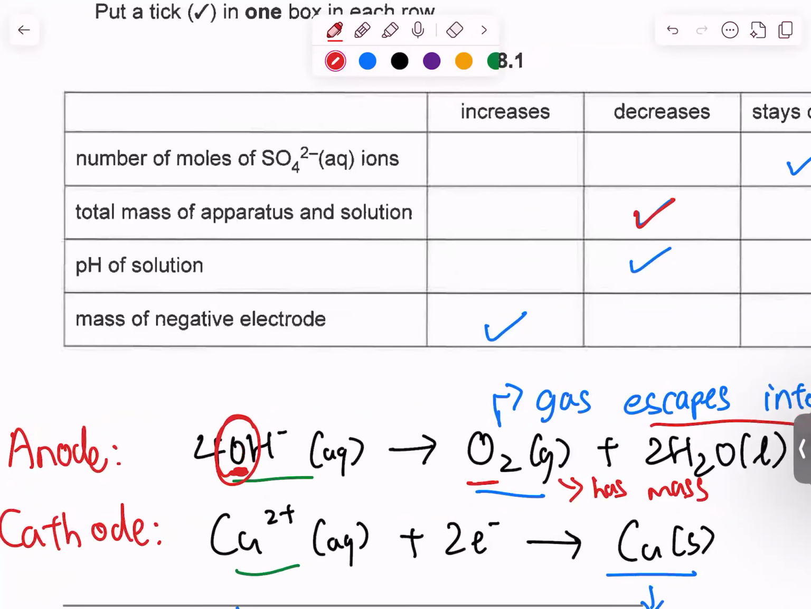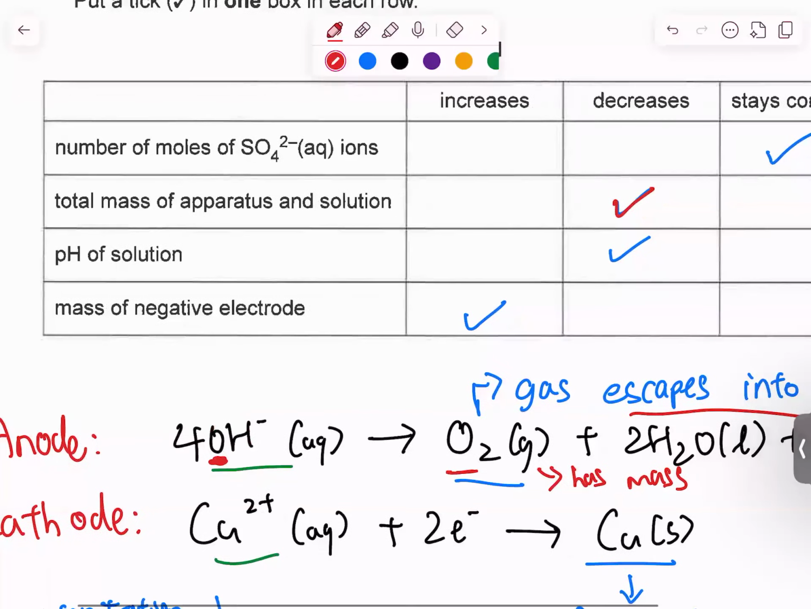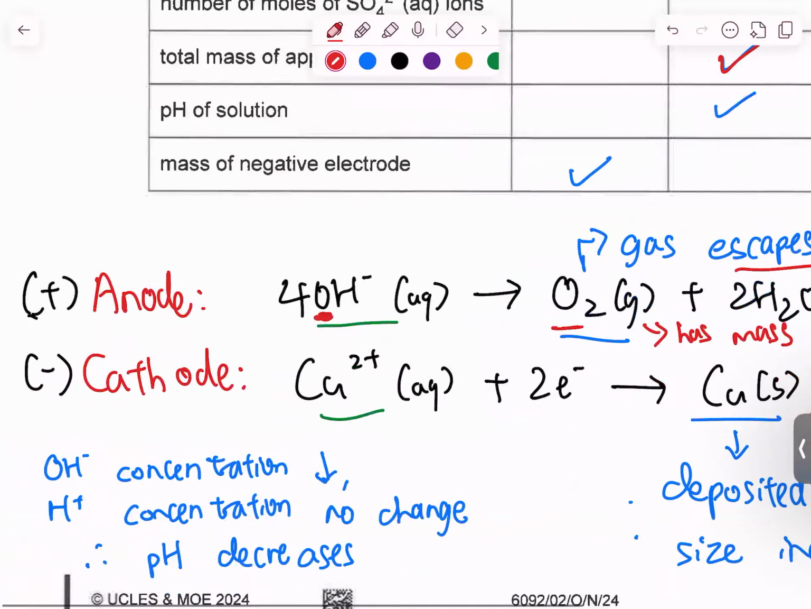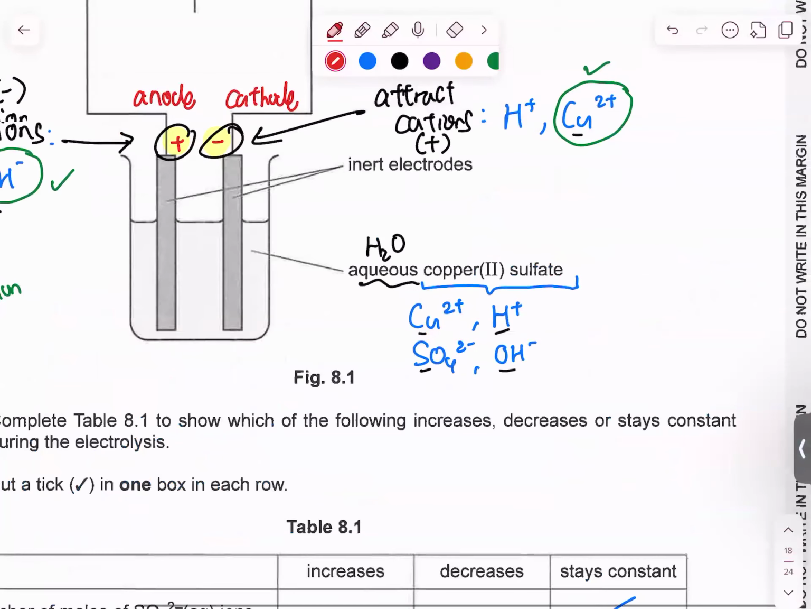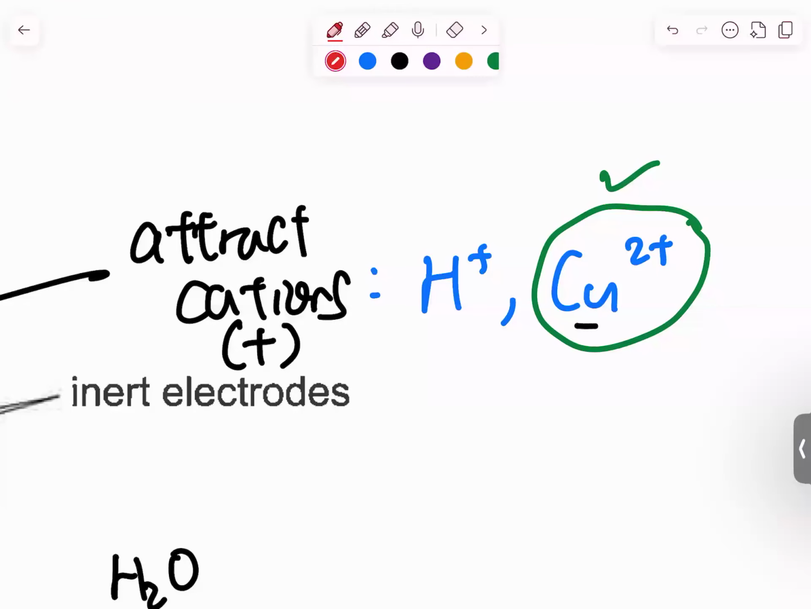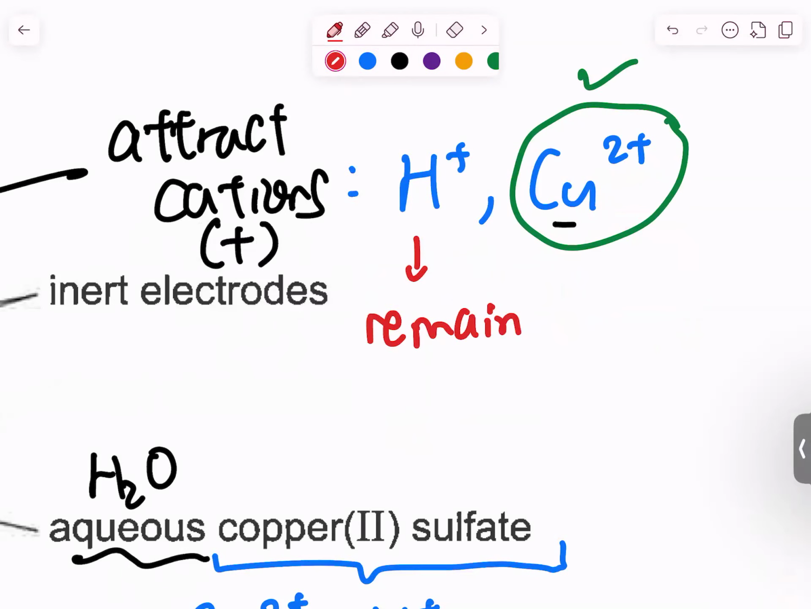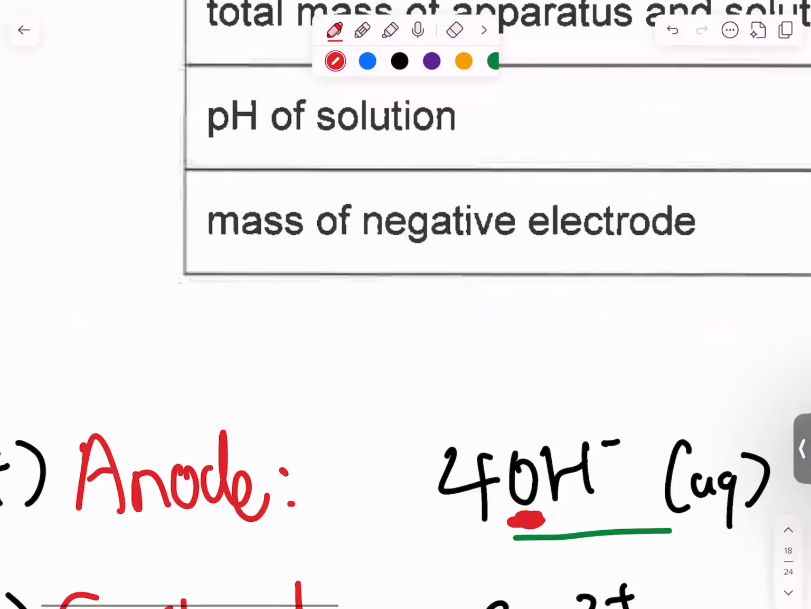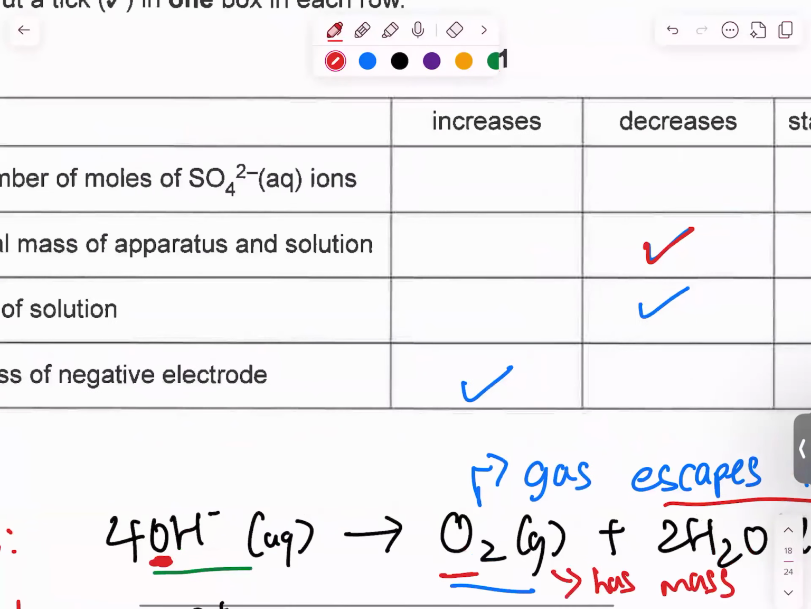What about the pH of the solution? At the anode, OH minus is being discharged, so the OH minus concentration will decrease. What about H plus ions? At the cathode, Cu2 plus is being discharged preferentially over H plus. H plus will remain in solution. So OH minus is discharged, H plus will remain. Over time, which one will be more? The H plus will be more than the OH minus ions, therefore the pH will decrease.